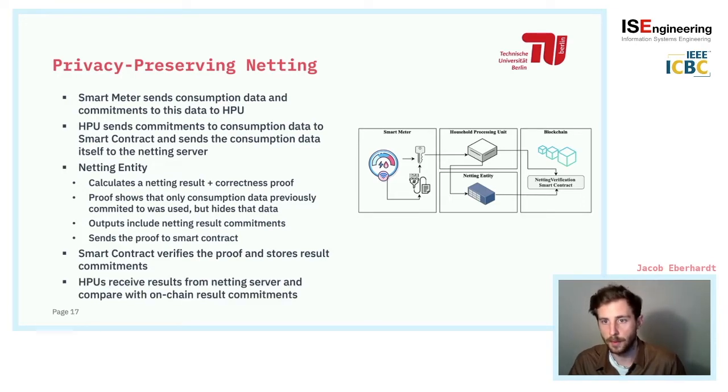The household processing units after that receive the results of the netting calculation from the netting entity. They can then use these results, recalculate the commitment, and compare it to the values on the blockchain. That way they can be sure that the netting entity honestly reported back the results, and that these results are the results that were committed to previously on the blockchain. And we can then be sure that this netting was actually performed correctly because the commitments to the results were computed together with the netting itself as part of the off-chain computation that we have proven correct.